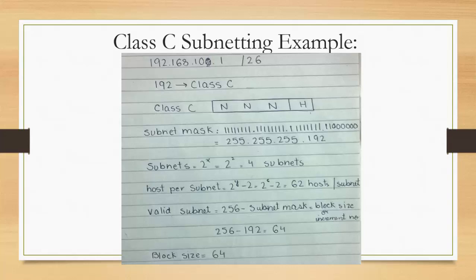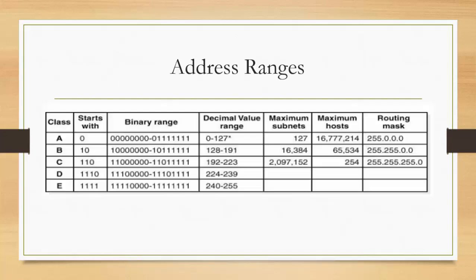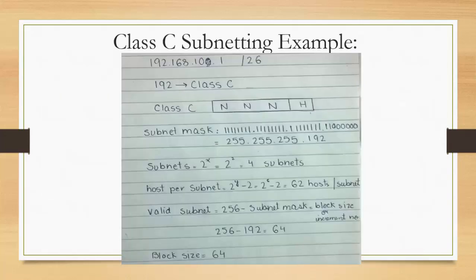By looking at the IP address, the first octet 192 indicates it is a class C, because 192 comes under the range of class C. A class C contains 3 network octets and 1 host octet. We can identify the subnet mask by putting all ones in the network field and zeros in the host field. So we get 255.255.255.192.